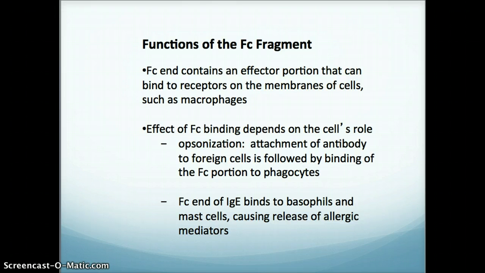So opsonization is often because of that attachment of the antibody to foreign cells. This will then bring those foreign cells, and the Fc portion will bind to the phagocyte, so actually grab onto the phagocyte to allow phagocytosis. In addition, on an IgE, the Fc end, that constant region of the antibody, will bind to basophils and mast cells, which cause the release of allergic mediators.